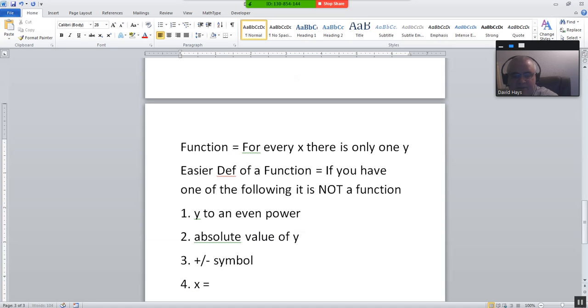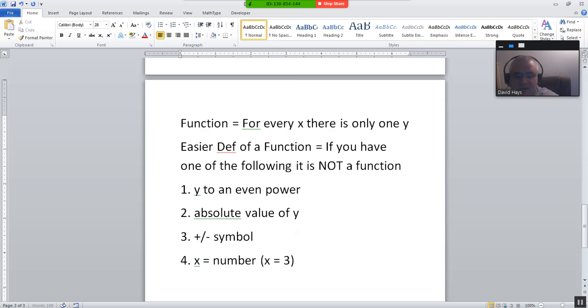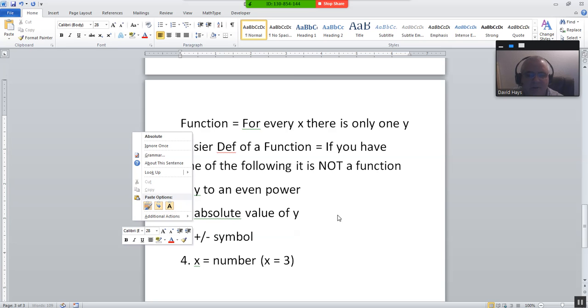Or if you got x is equal to a number, such as x is equal to 3, that's not a function. Now, these are the most popular ones you run across in books. It's definitely not all-inclusive of all the ones you might be able to run across. And what didn't I like about absolute value? Oh, it's not capitalized.